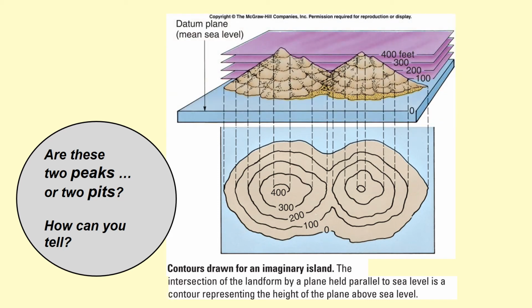Right, and so that's what contour lines do for you. You have the reference point or the reference datum. In this case, it's average sea level, and then as you go on up, you have a contour line that's drawn every 100 feet. All right, that's pretty easy to see.